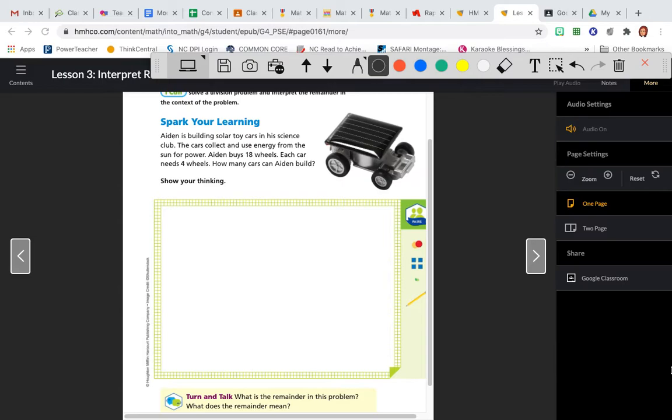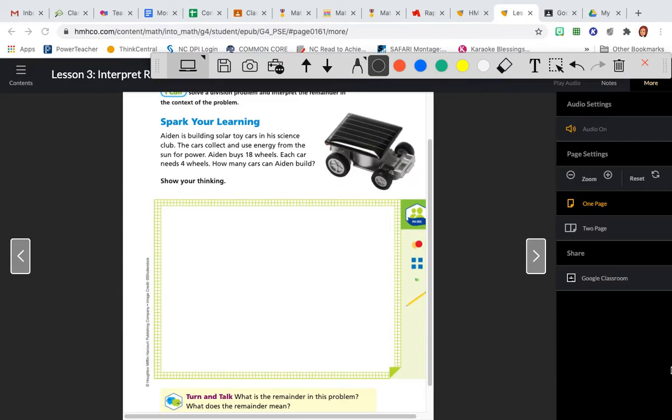So let's look at Spark Your Learning. Aiden is building solar toy cars in his science club. The cars collect and use energy from the sun for power. Aiden buys 18 wheels. Each car needs 4 wheels. How many cars can Aiden build? So let's show our thinking. Let's continue to use arrays just like we did yesterday. But this time I think we're going to focus on columns. We're just going to make them columns. You can do rows too, it doesn't matter.